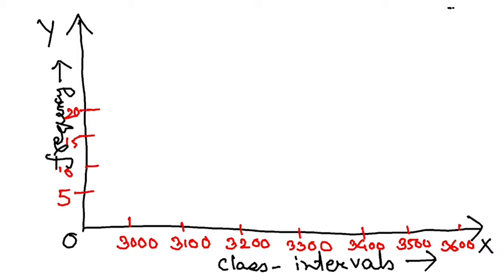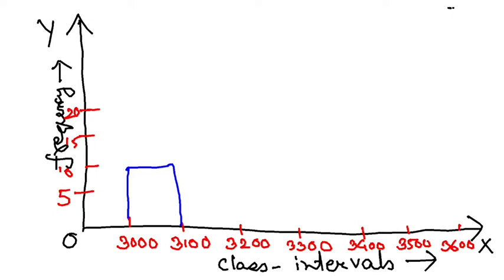All right, now I shall draw the bars. So 3000 to 3100, my frequency is 10, so I'll draw till 10. All right, now because it is a histogram, there is no gap. I've explained this thing already. If you have not understood the difference between bar graph and histogram, please check the video. All right, one video is already there.